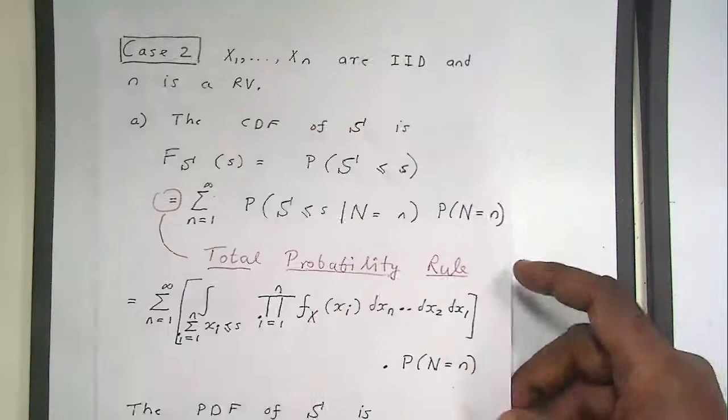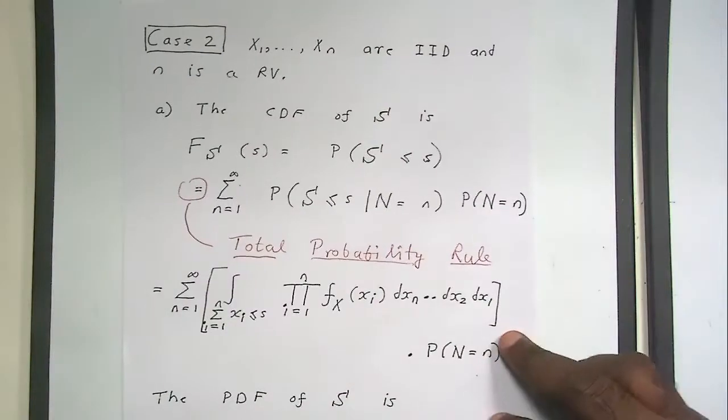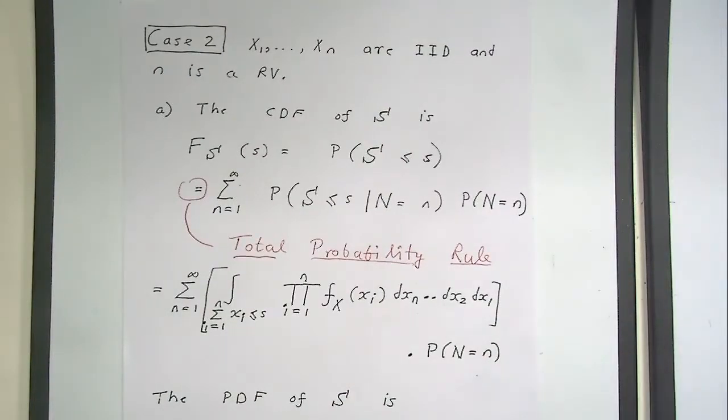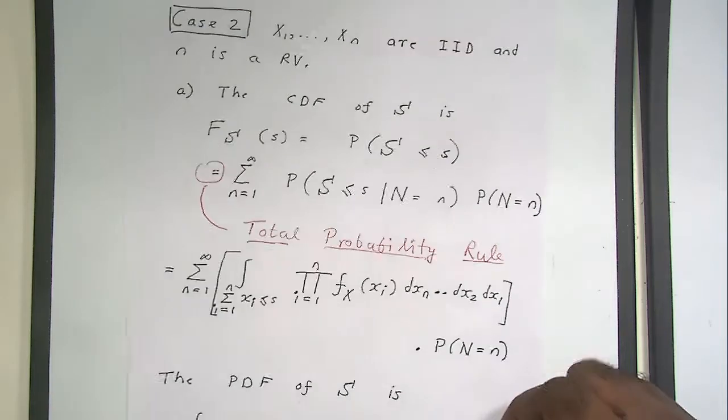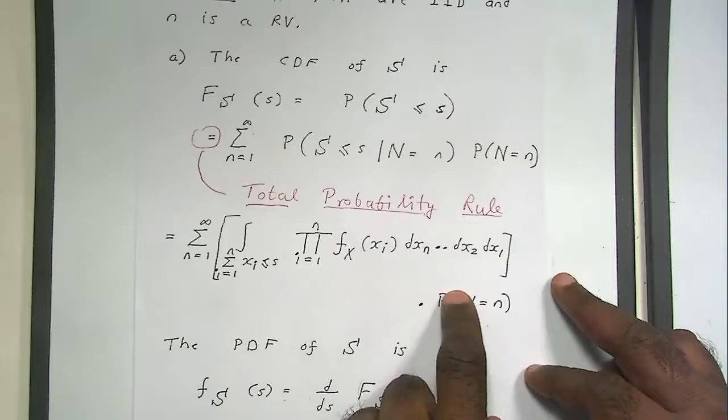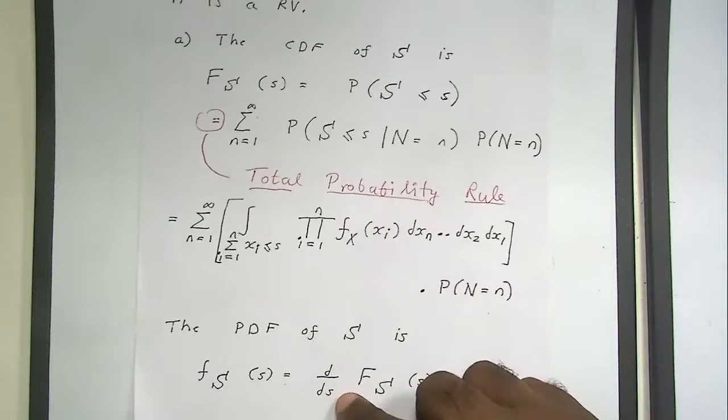Then I started with case 2. To do case 2, you need to use the total probability rule. You need to write the probability that S is less than or equal to s as the sum of the product of these 2 probabilities. This is the conditional probability, and this is the probability of N. Remember, N is now a random variable from 1 to infinity. So it turns out that your CDF is given by this, and the PDF is the derivative.